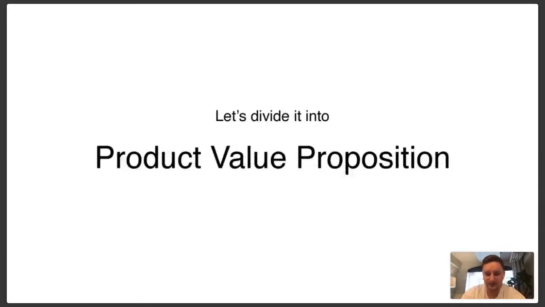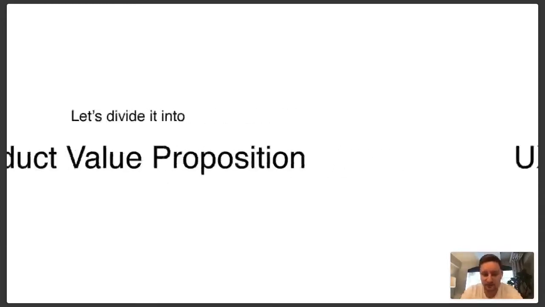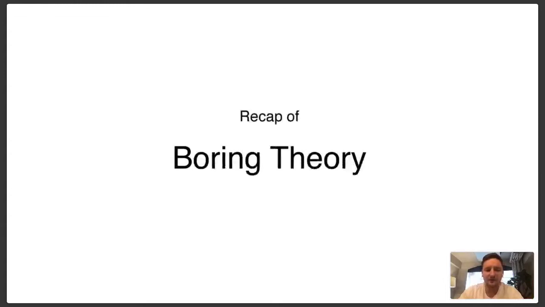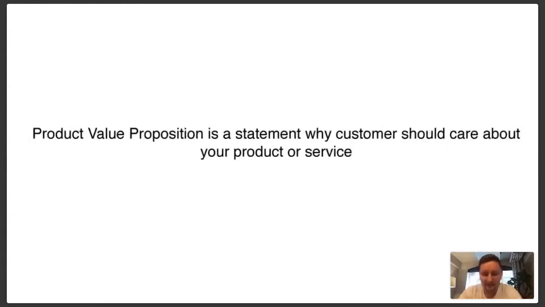So product value proposition, for me, usually consists of two parts: product value proposition and UX value proposition. If someone asks you what a value proposition is in a nutshell, someone might perceive it as something like blockchain for Christian families, or a chair for Uber drivers and so on. But it is not something like that. A value proposition is a statement of why a customer should care about your product or service.